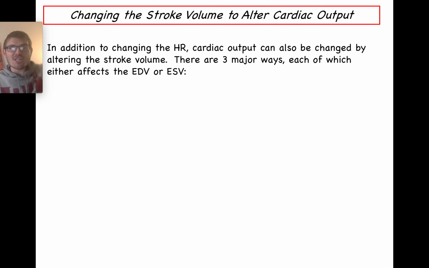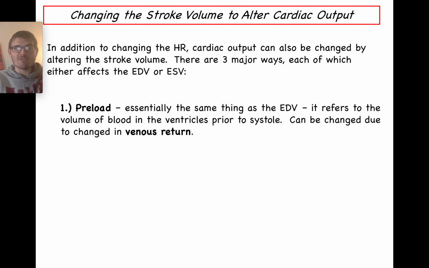Like I said, in addition to changing the heart rate, we can also change the cardiac output by altering the stroke volume. But the stroke volume is a little more complicated, and there are three major ways that we can change the end diastolic volume or the end systolic volume. Don't forget, the stroke volume is just the difference between those two figures. The first way we can influence it is through what is called preload. Preload is essentially the same thing as your end diastolic volume.